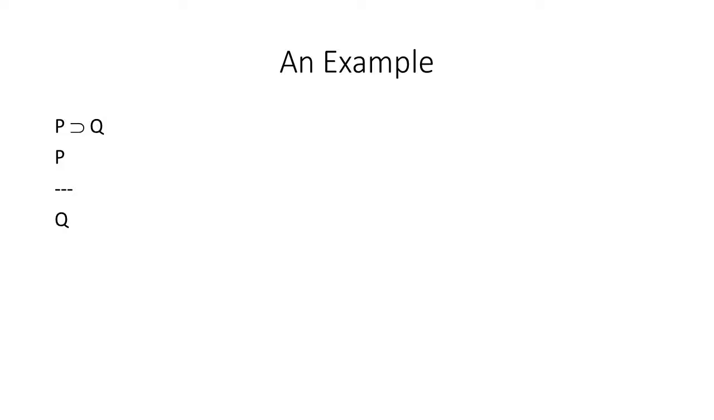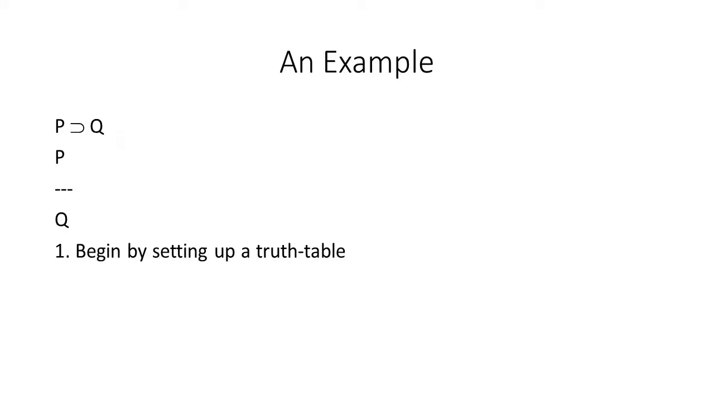So let's start with an example. Here's an argument form that we've encountered before. If P, then Q, P, therefore Q. This argument form is called modus ponens. Not super important that you know it, but be able to recognize it. It's a very common argument form. Let's see whether it's valid or invalid.